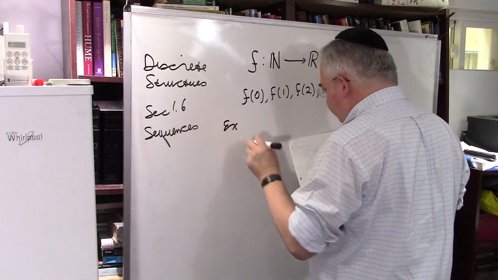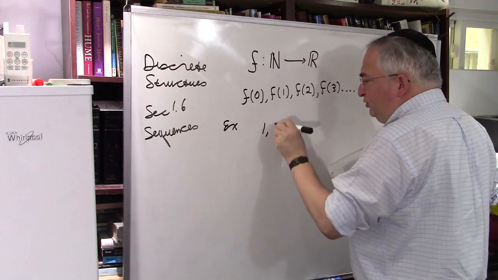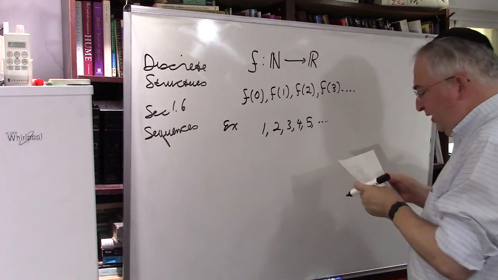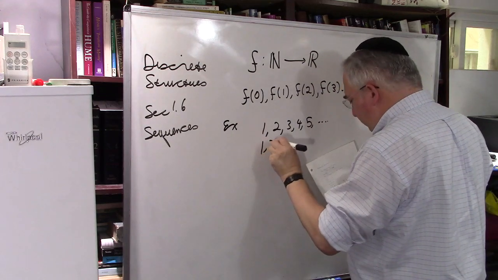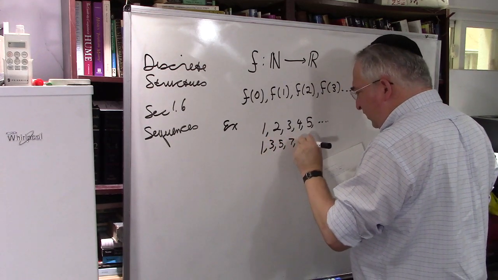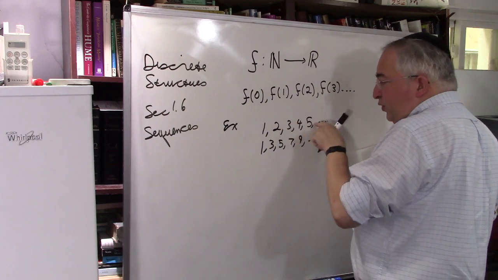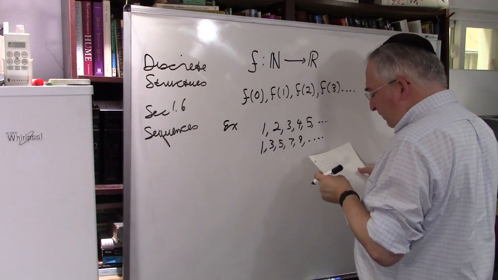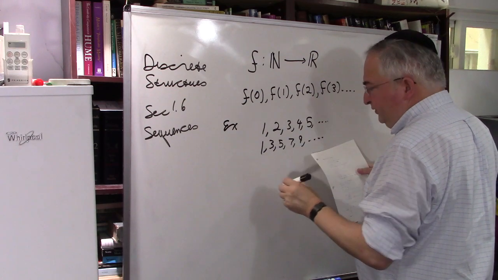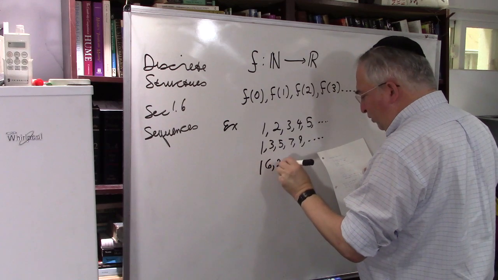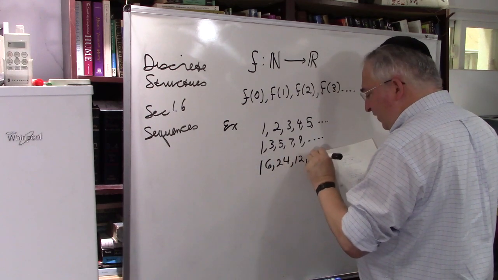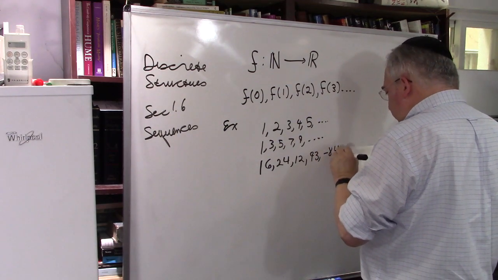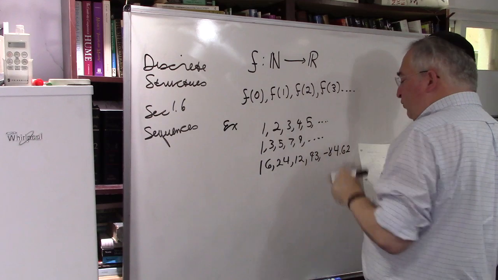Let's look at some examples. 1, 2, 3, 4, 5, ... Here's another example: 1, 3, 5, 7, 9, ... So this is all positive numbers, and this is all odd numbers. But you can make up other examples like this: 16, 24, 12. It doesn't have to necessarily go up. 93, minus 84.62. Remember, it could be a real number.